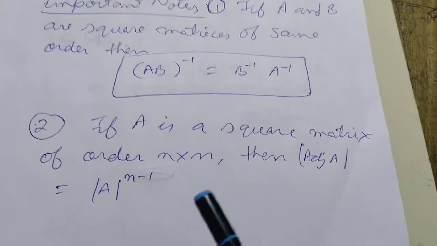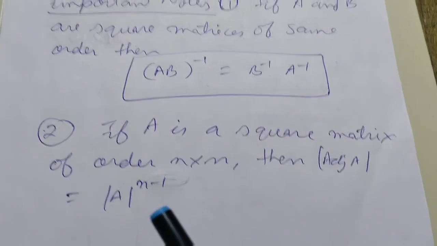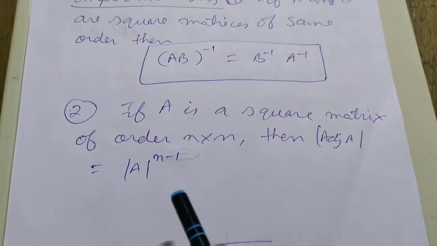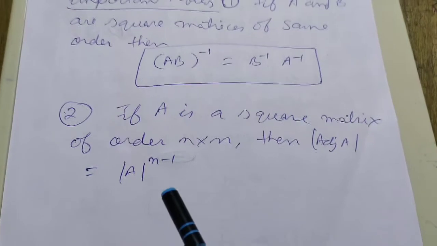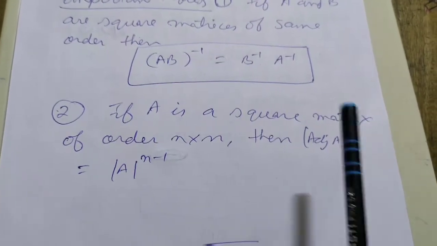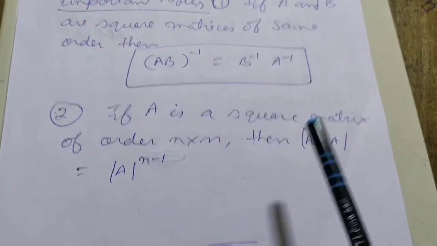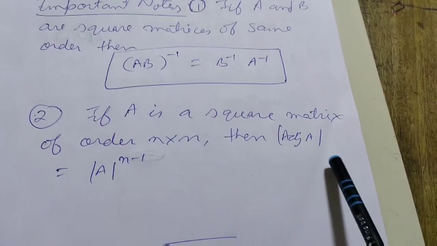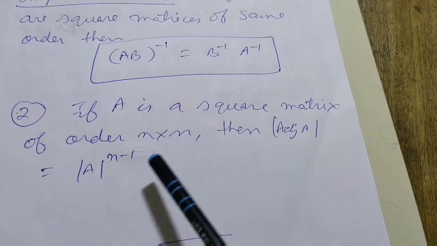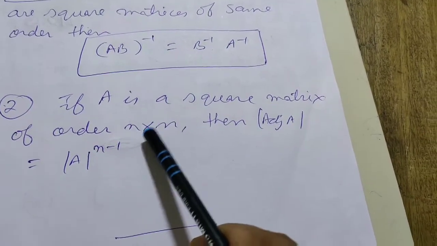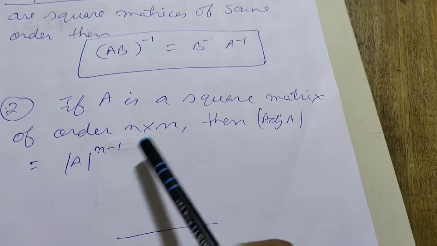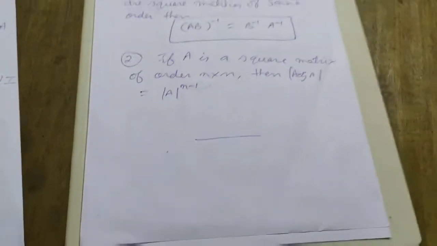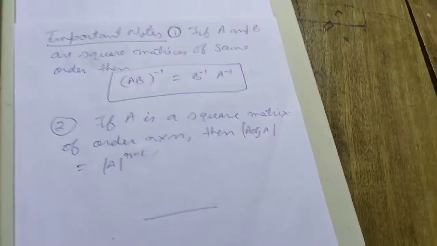The next one, if A is a square matrix of order n cross n, then determinant of adjoint of A equal to determinant of A raised to n minus 1. Where this n is nothing but the order of n cross n. So from that n you have to take the value of n. So you can go through all this.